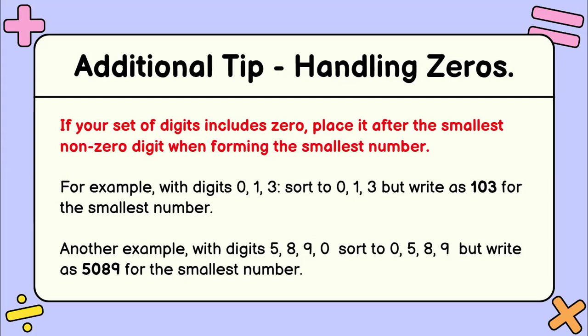Let's see with another example. We have the digits 5, 8, 9, and 0. So instead of writing 0589, which only makes 589, write 5089 for the smallest number. As when we write 0 at the first, it will make a number with a lesser digit. But if we write 0 after the smallest non zero number, then we can get the correct smallest number.